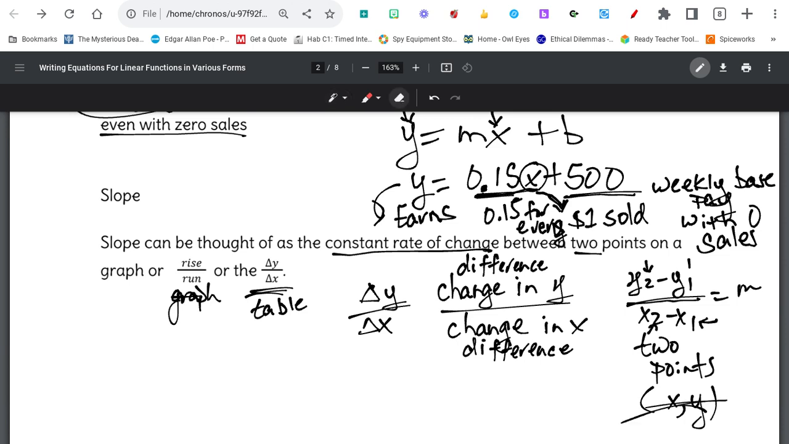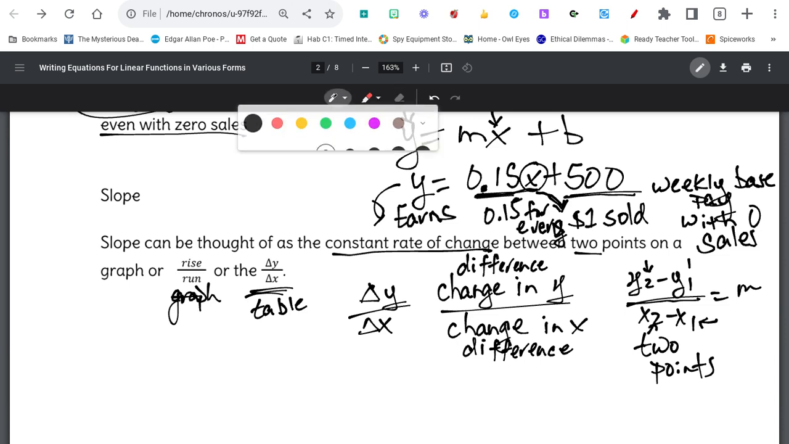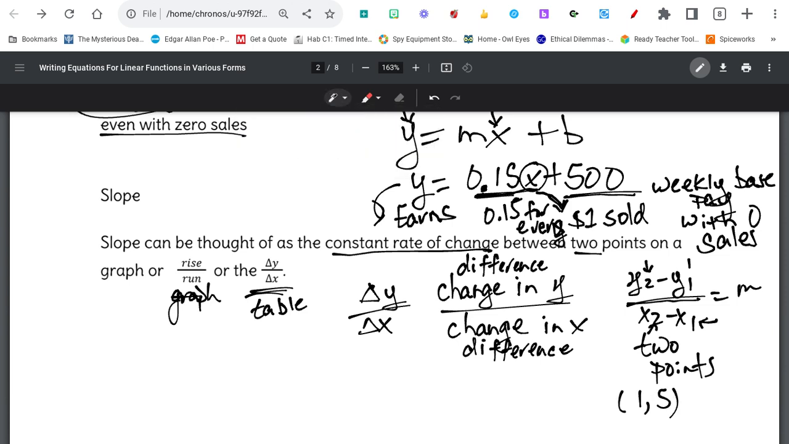So I'm going to give you an example of what I'm talking about when you would use this formula. So if you had 1, 5 as an ordered pair, I'm going to say that's the first x and first y. And then if I had -3, 2 in the second one, that's the second ordered pair. So that would be the second x, and that would be the second y.